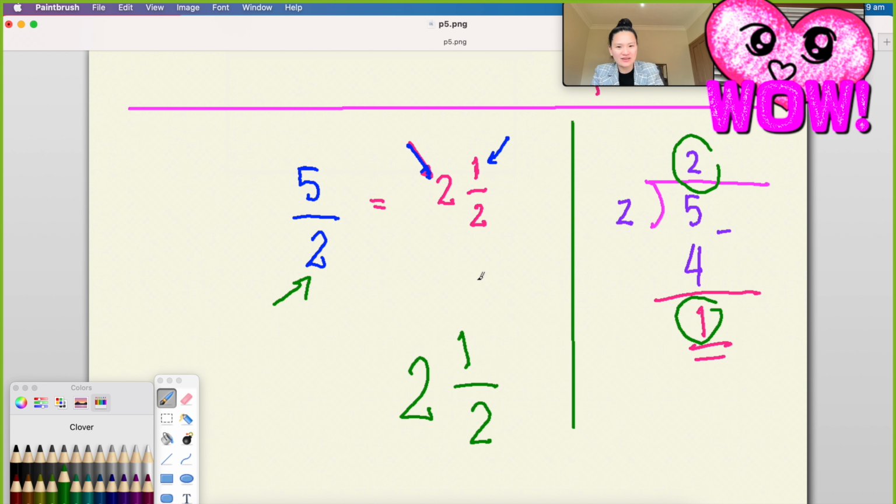So again, this one is our 14. Okay, I write it out here for you.